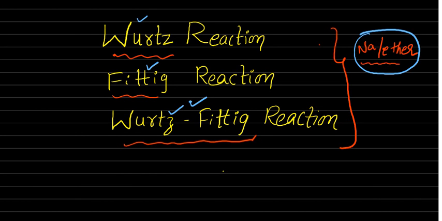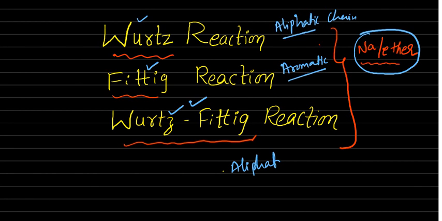These are combined. The Wurtz reaction gives aliphatic products, an aliphatic chain, right? The Fittig reaction gives aromatic products, right? The Wurtz-Fittig gives aliphatic plus aromatic, a combined product. So one by one we can check it here.